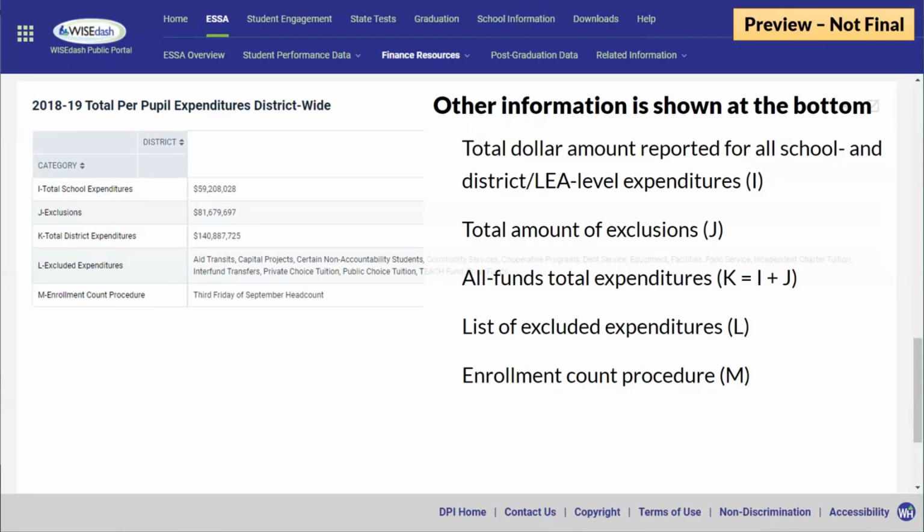So this is just the final pieces. All of the exclusions that your district LEA will report get listed on this page as well, so people can see what all goes into that 81 million number shown. So that's what's going to go up on November 19th for public view.